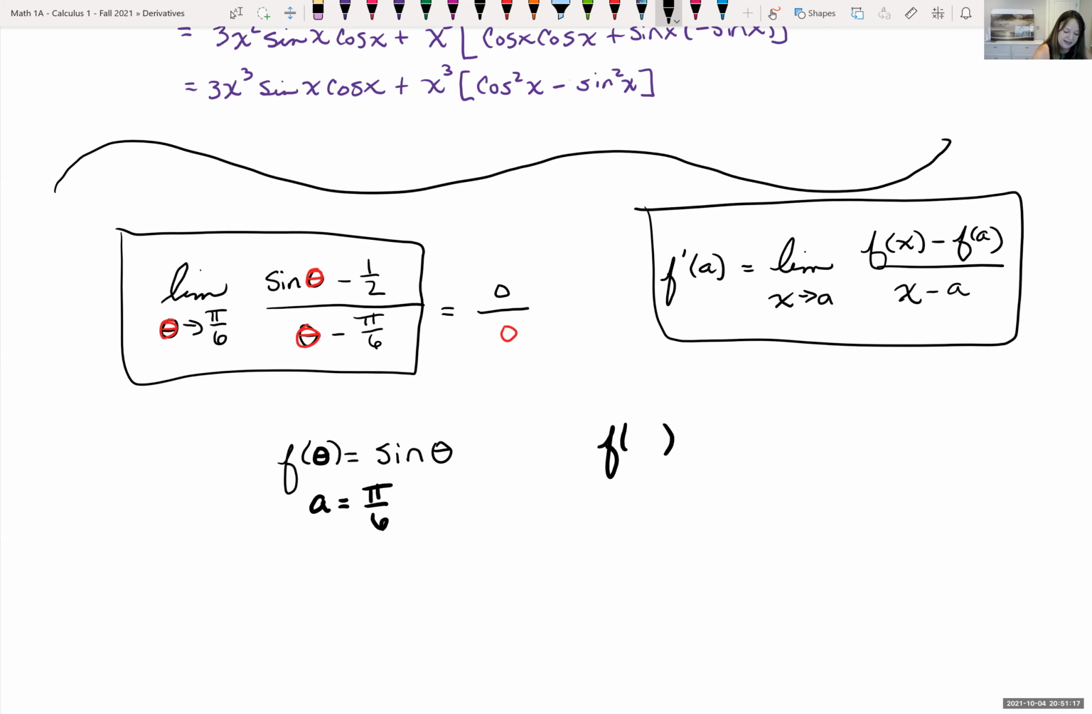So if I look at f of pi/6, this is sine of pi/6. Does that give me back 1/2? And it does. So f of theta minus f of pi/6 all over theta minus pi/6, and a was pi/6. So this is basically just the derivative of sine of x at pi/6.